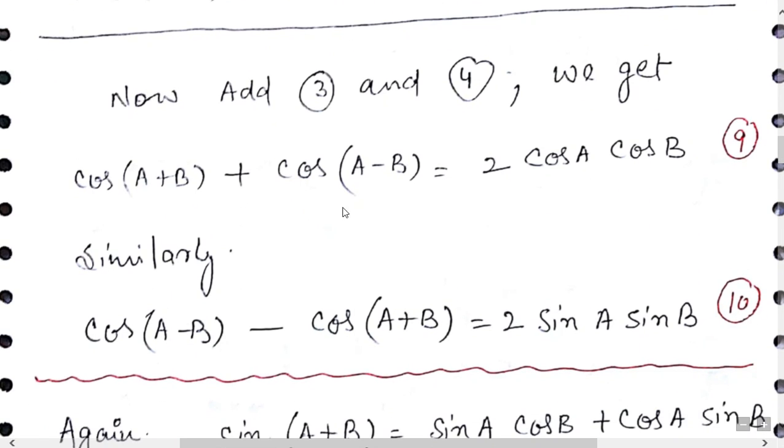Similarly, I can find out the formula for cos A plus cos B, it's 2 cos A cos B. And similarly, cos A minus B minus cos A plus B, it's 2 sin A sin B.